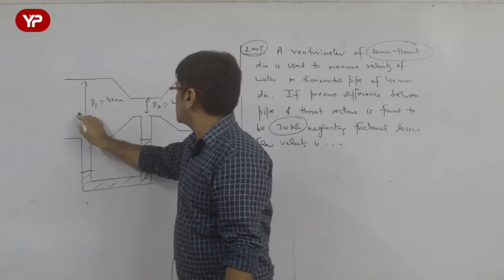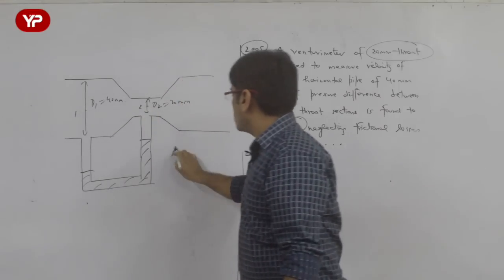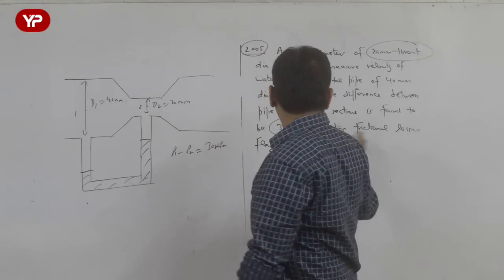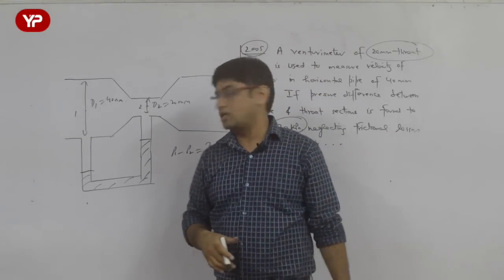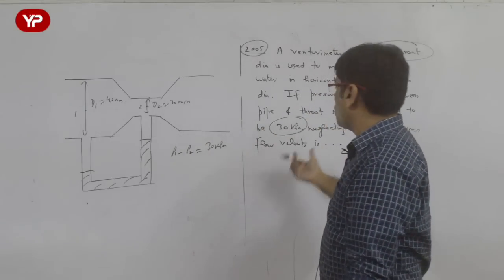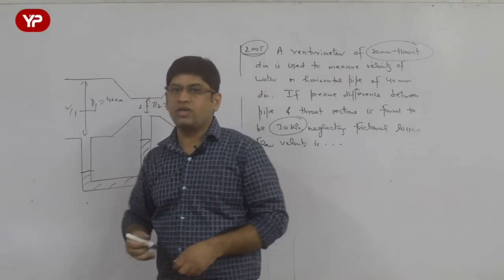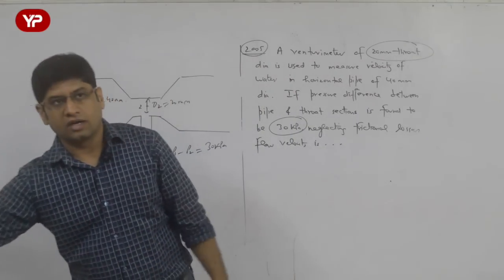So let us say this is section 1, this is section 2. So P1 minus P2 is directly given as 30 kPa to us, and we have to find out the velocity of flow through this section. What is the flow velocity? That is what we have to find. I think V1 is something which is to be calculated.